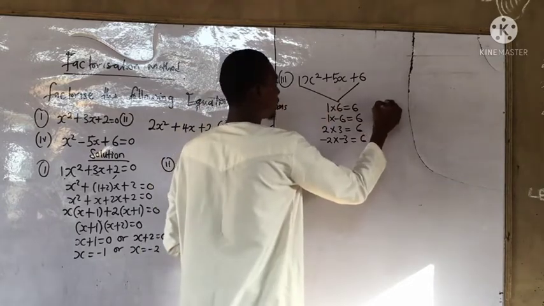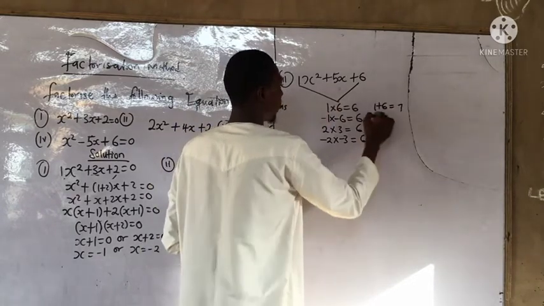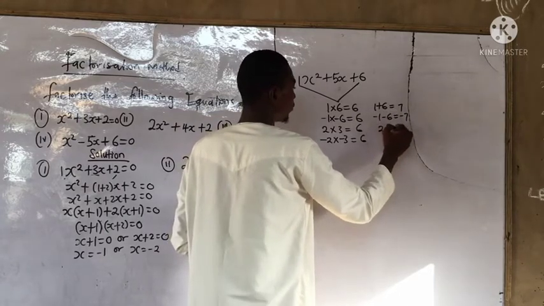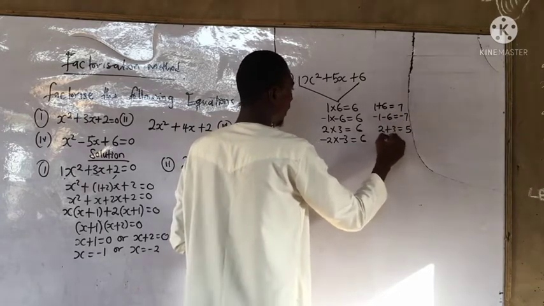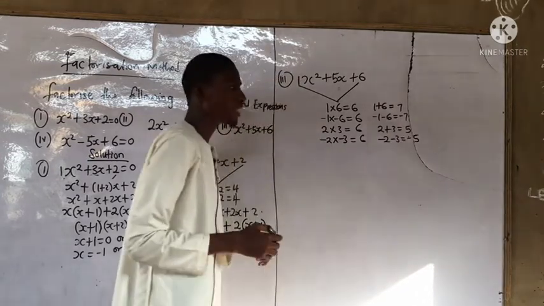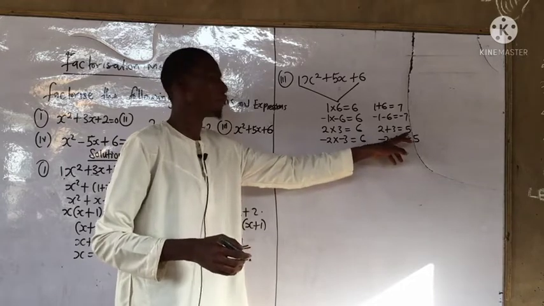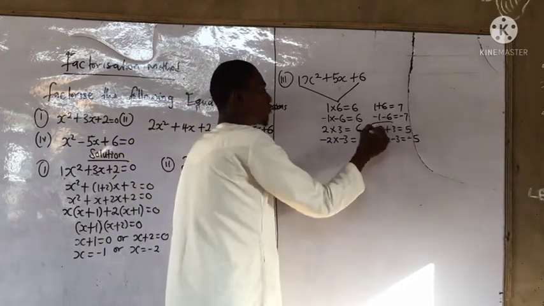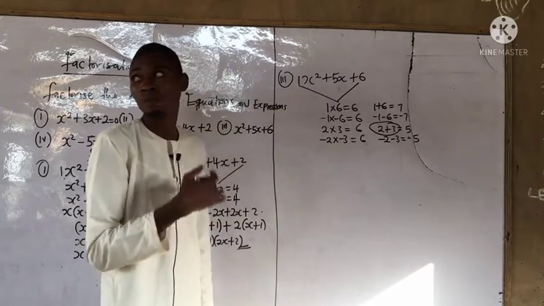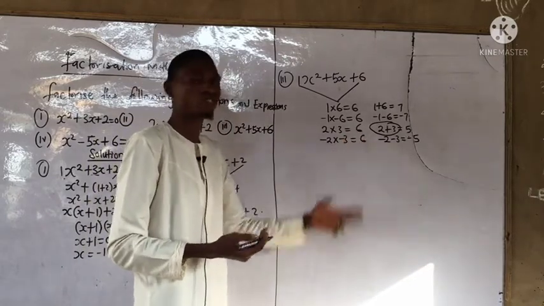Okay, let's take the sum and see which one will eventually give us 5. So 1 plus 6 here will give us 7. Minus 1 minus 6 will give us minus 7. Then 2 plus 3 here will give us 5. And minus 2 minus 3 will give us minus 5. So when you look at this, this is where we have 5. So we can only make use of 2 and 3 to get 5 when we take the sum. And 2 multiplied by 3 will also give us 6.